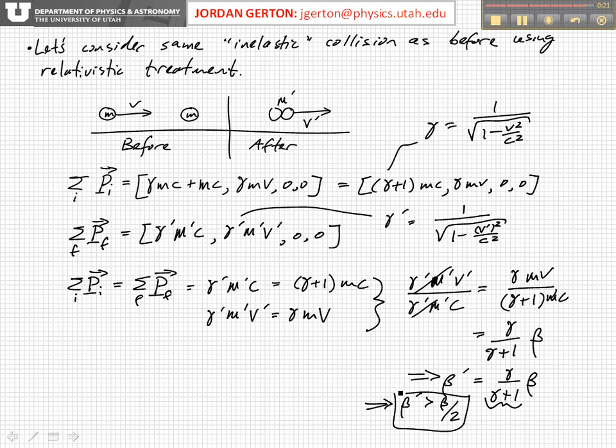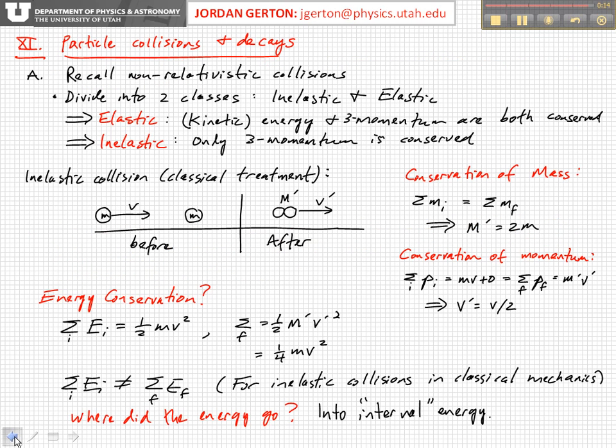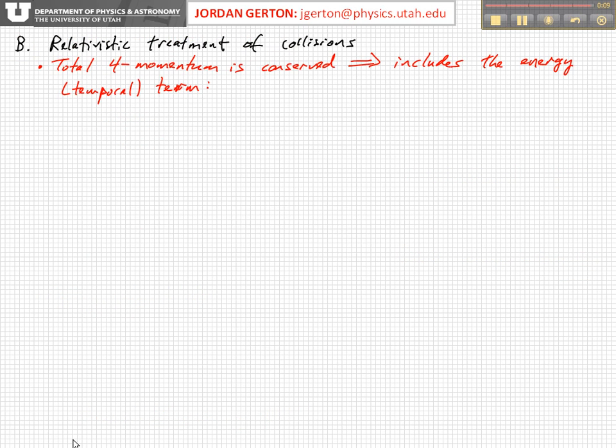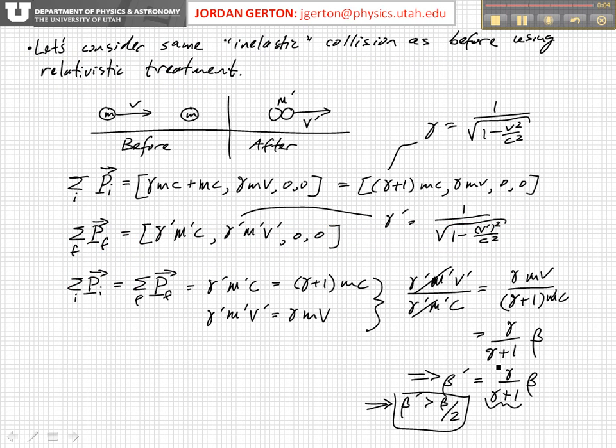Okay, so this departs from the non-relativistic treatment, where we found that v prime is equal to v over 2, or, equivalently, beta prime is equal to beta over 2. Here we don't find that. We find beta prime is greater than beta over 2.